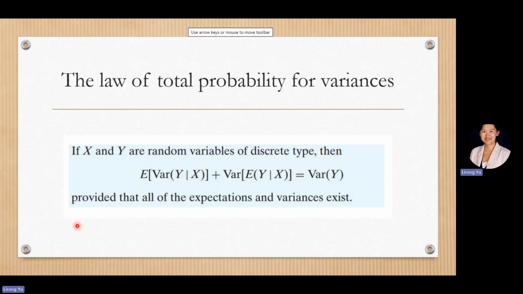Now, it's very important for the law of total probability for variance. So the first one is the law of total probability for expectation. And this one is called the law of total probability for variances. What it says is that the expectation of the conditional variance plus the variance of the conditional expectation, kind of a tongue twister, added together, equal the total variance of the variable Y. So here, the expectation of the variance plus the variance of the expectation altogether equal the variance itself. Any question?